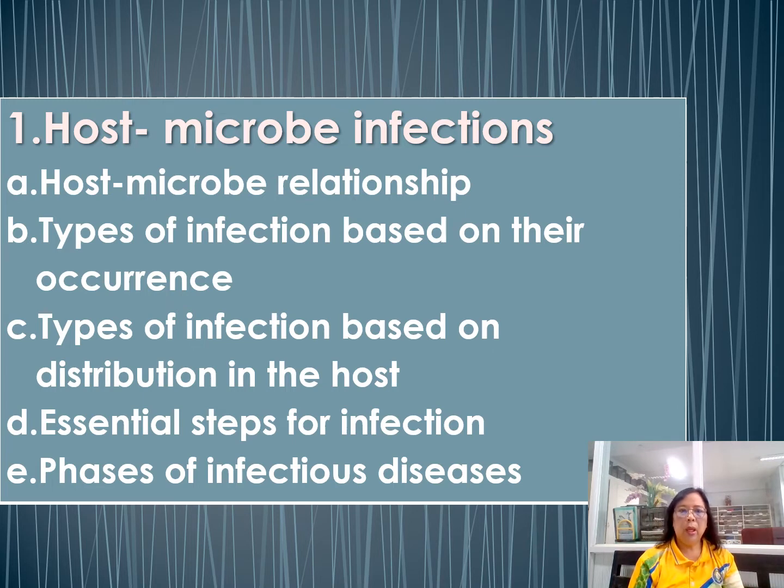Another topic that we're going to discuss is the type of infection based on occurrence. And then the type of infection based on distribution in the host will also be discussed. In order to understand further this distribution and occurrence, we have to discuss how infection takes place by understanding the different essential steps for infection, as well as the cases of infectious diseases, not only in the individual but also in the community.